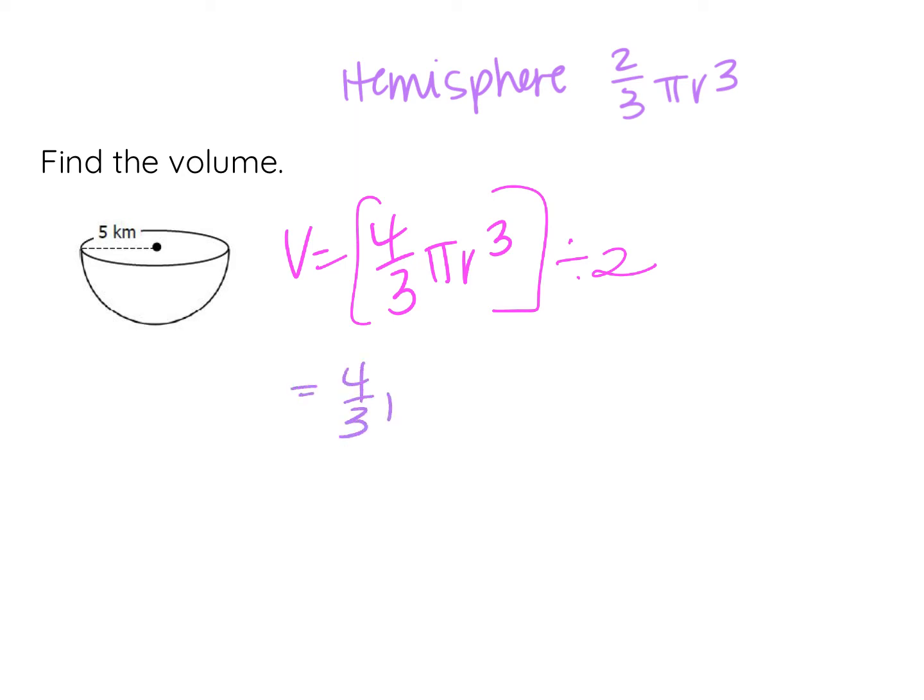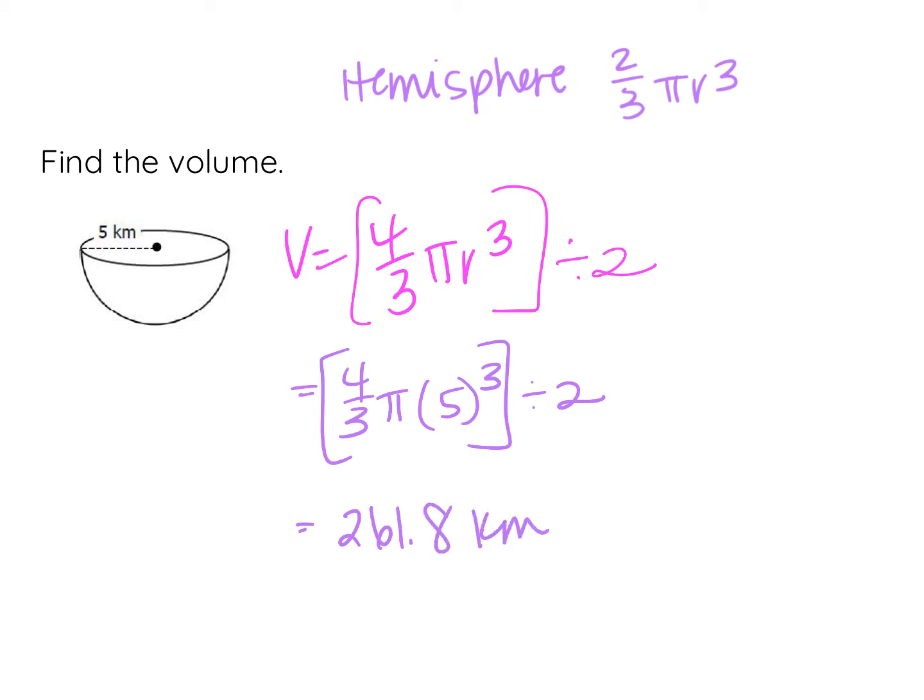So if I do that, my radius is 5, and then I'm going to take all of that. I'm putting that in parentheses because I want to make sure I get that number before I divide by 2. So 4 divided by 3 times pi times 5 to the third gives me 523.6. Divide that by 2, and so I would get 261.8. And for volume, cubic units, remember. Okay, so if you see that, again, it's just a hemisphere, which is half the sphere, so just take half the volume.